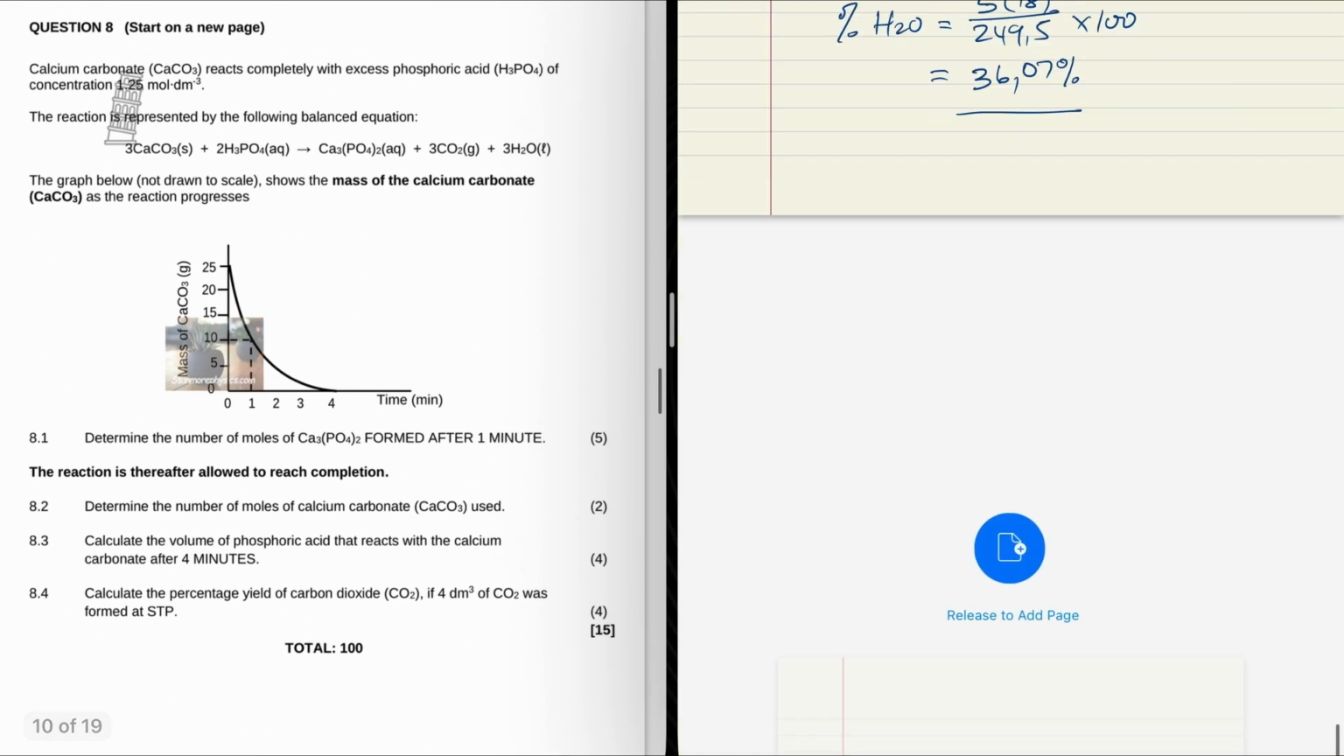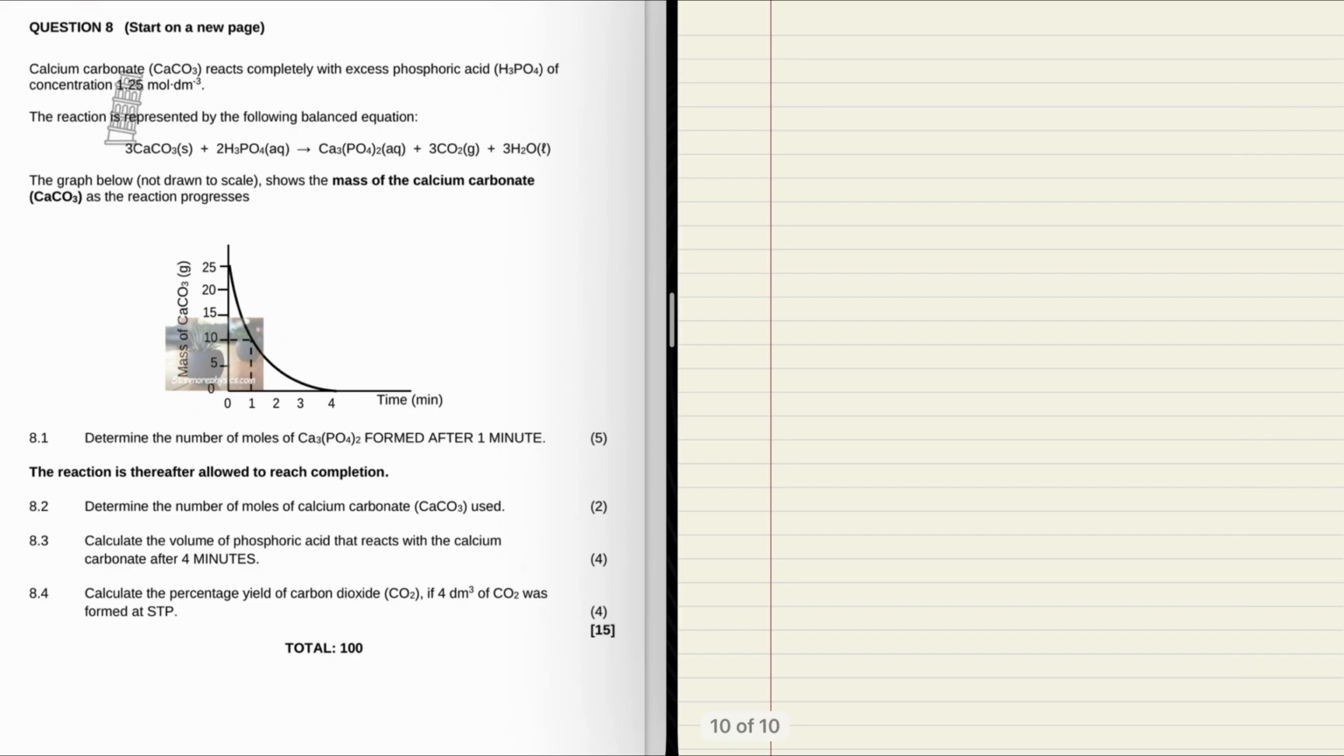Moving on to the last question in the paper, question number 8. Calcium carbonate reacts completely with excess phosphoric acid, H3PO4, of concentration 1.25 mole per dm cubed. The reaction is represented by the following balanced equation. The graph below, not drawn to scale, shows the mass of the calcium carbonate as the reaction progresses. 8.1. Determine the number of moles of calcium phosphate formed after 1 minute.